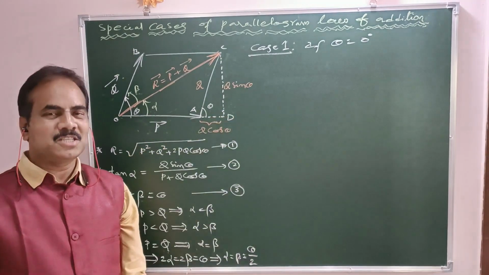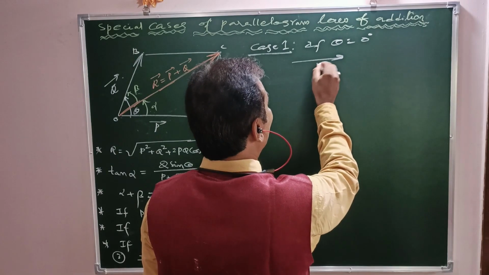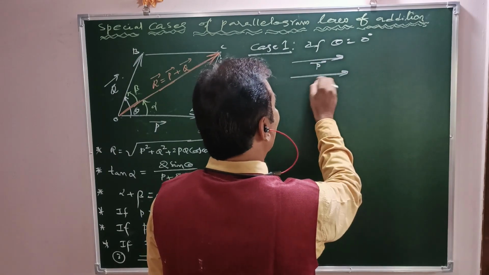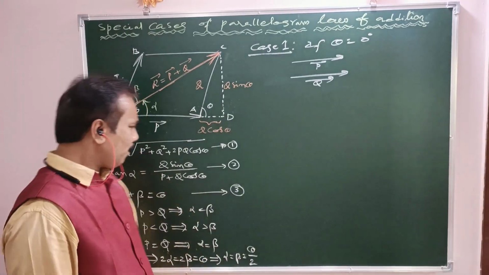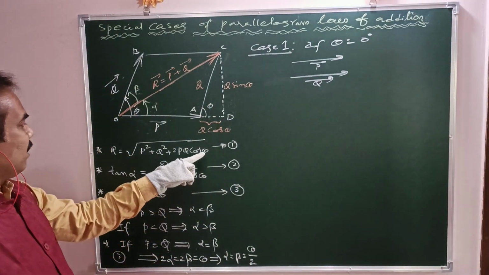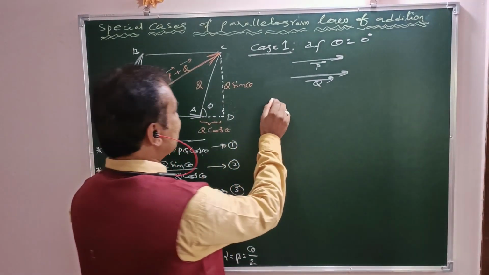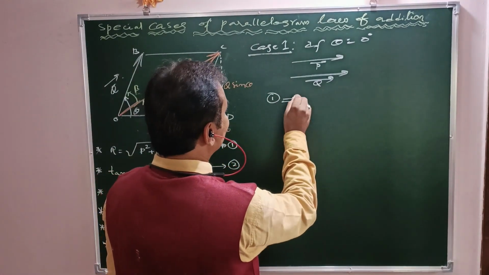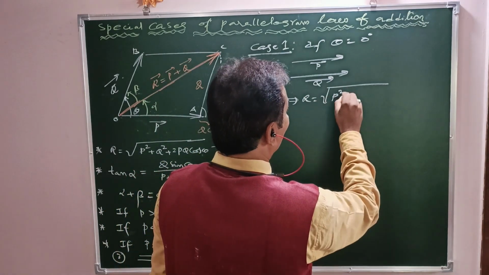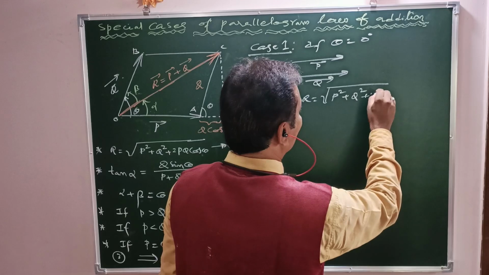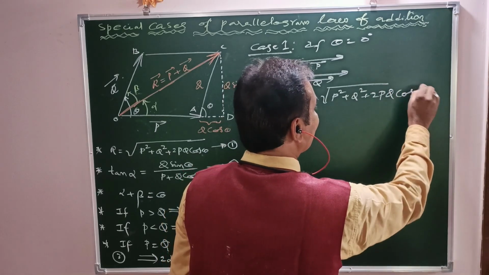Theta is the angle between the parent vectors which are to be added. If theta equals 0 degrees, that means P bar and Q bar are parallel to each other. Substitute theta as 0 degrees in R equals root over P square plus Q square plus 2PQ cos theta.